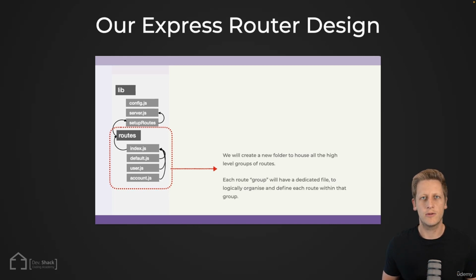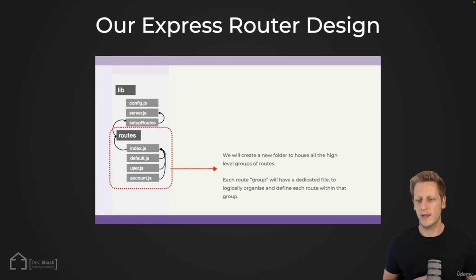So we will create that folder which will group all the high level API routes together, and each route group that we have in our API will have a dedicated file so that we can logically organize and define each route within our API. For example, we'll have this default.js file which will contain all the API routes like 404 not found or 405 method not allowed, and maybe a ping route or a test route, something like that.